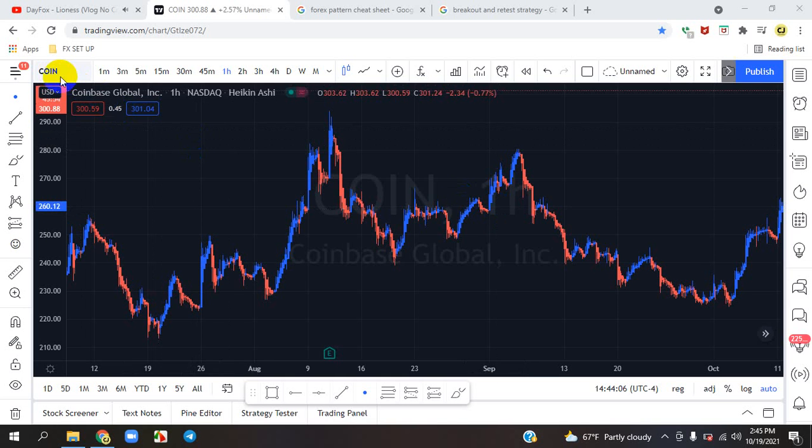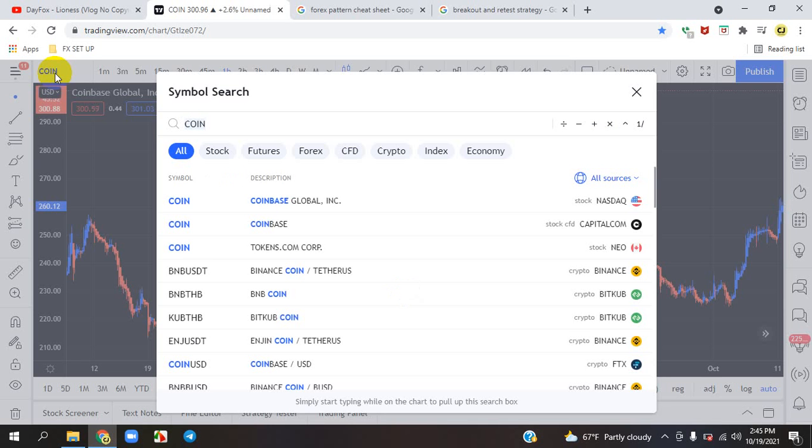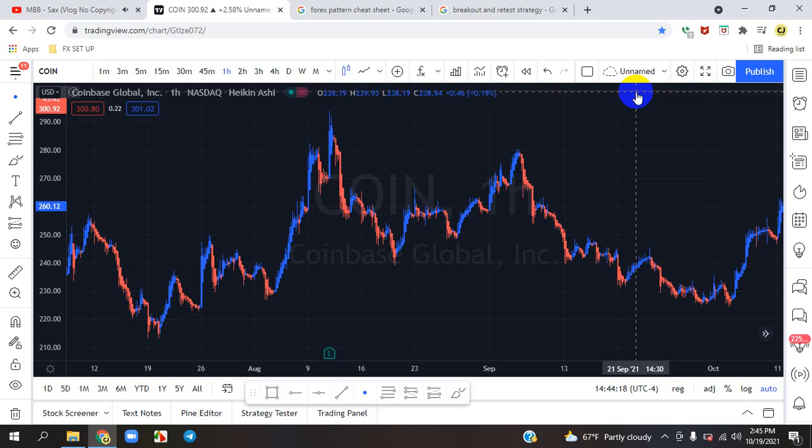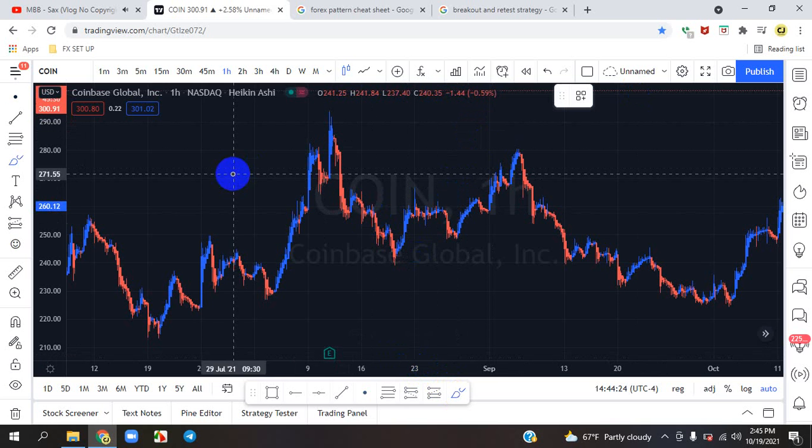We are here, running the levels, looking for market structure and patterns. Okay, guys, we are marking up COIN, Coinbase stock. You started us off right on the month, 1 hour time frame. Let's take a look at what's going on in the market.